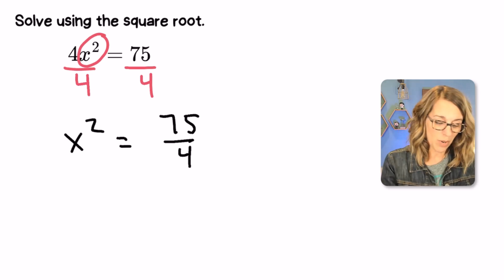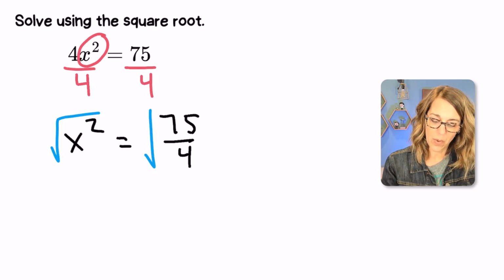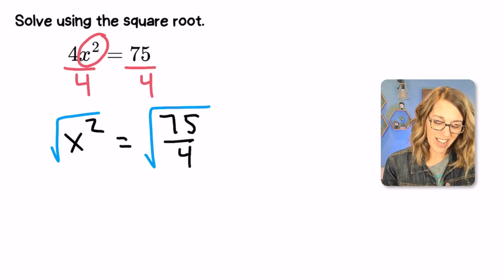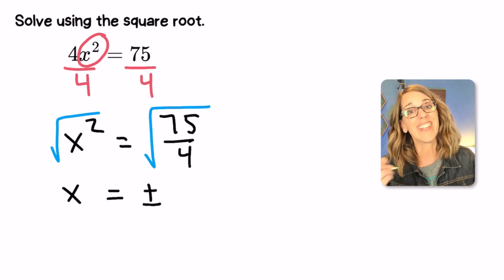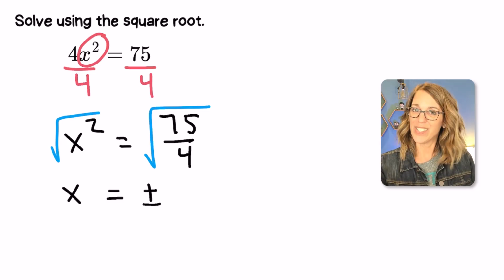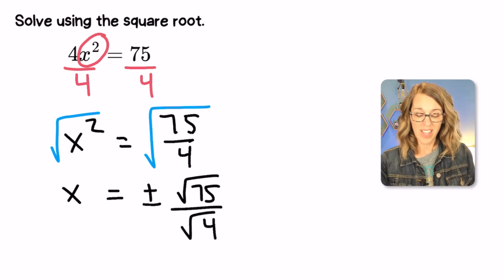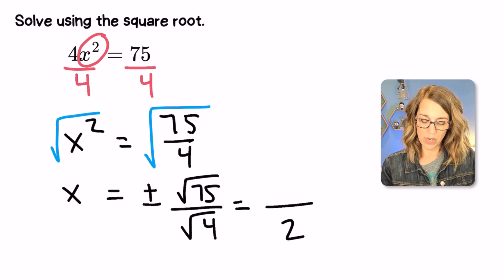I'm ready to take a square root on both sides. So a square root on the left and then a square root of that fraction on the right. So on the left-hand side, I get the x. I also get the plus or minus, but I'm going to record that on the other side. And on the other side, I can take the square root separate, the numerator and denominator. So I'm going to write that as the square root of 75 divided by the square root of 4. Now I can do the square root of 4. The square root of 4 is 2. So I get my 2 here.